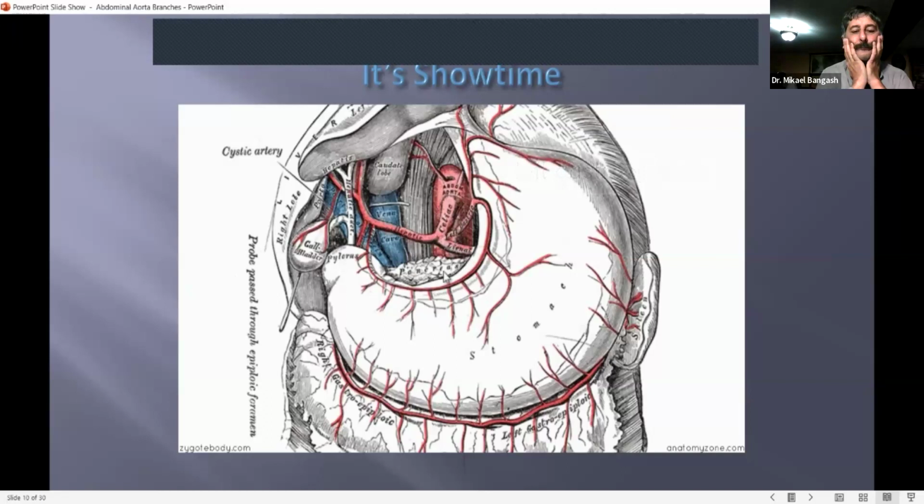So what we're going to do is switch to another diagram now, and we're going to flip the stomach up. Just imagine we're going to take the stomach and flip it over to the top, and we're going to look at the splenic artery, and we'll be able to see the pancreas below.